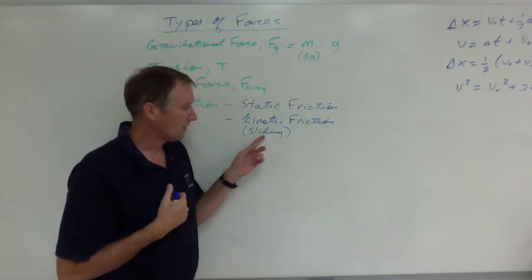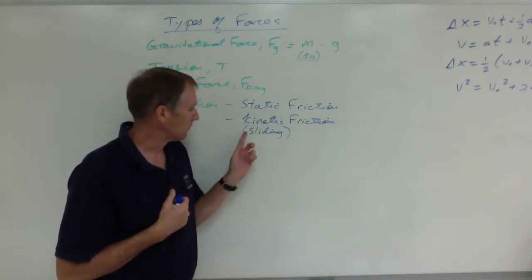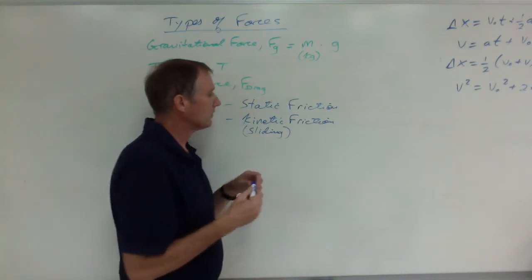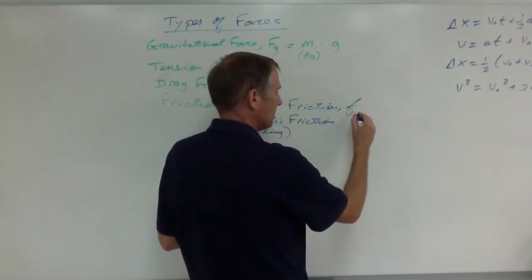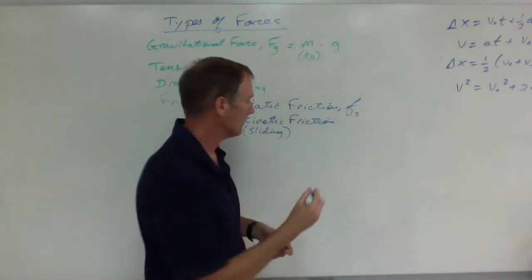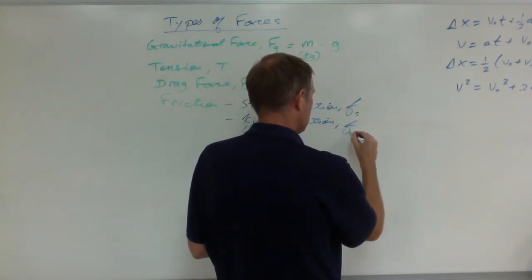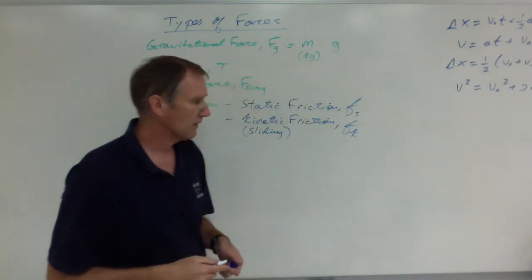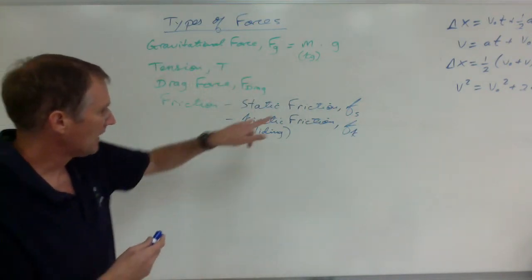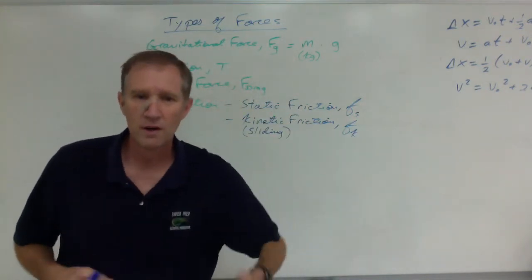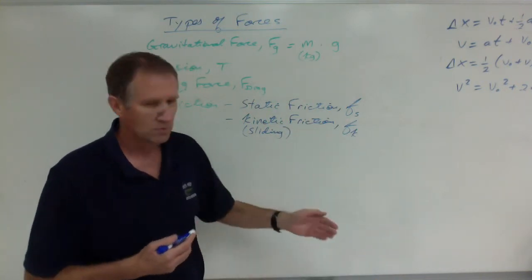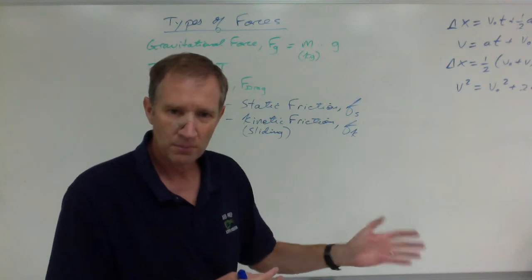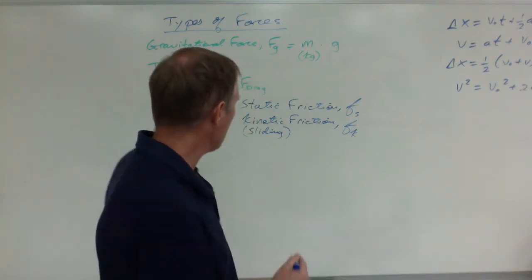I actually prefer to call it sliding friction, but the problem is they both start with S. And so I'm going to use a lowercase f for friction and an S for static, a lowercase f for friction and a K for kinetic. All right. Static friction, again, that's the friction you have to overcome to get something to start moving. Kinetic friction is the friction once it's moving, you need to push against to keep it moving. Okay.